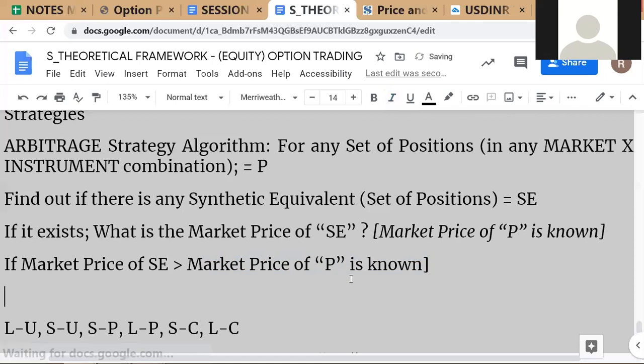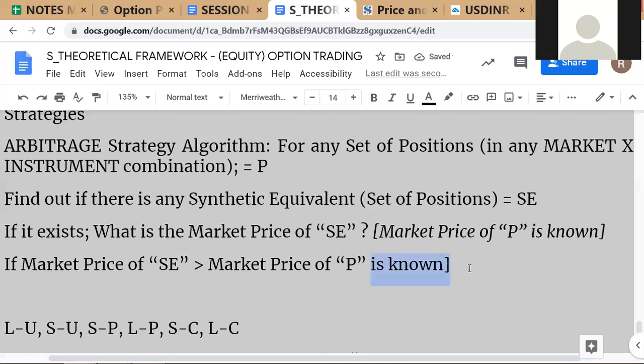Right. So if the market price of SE is greater than the market price of P, then what are we going to do? Anybody wants to answer? So if you find that there are two things, you can observe both. You have a position and then you have a synthetic equivalent. You observe the market prices for these two things, and you find that the market price of the synthetic equivalent is greater than the market price of P. In this case, which one should you buy and which one should you sell?